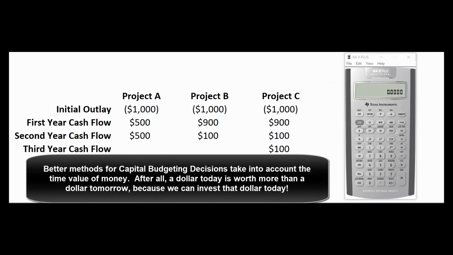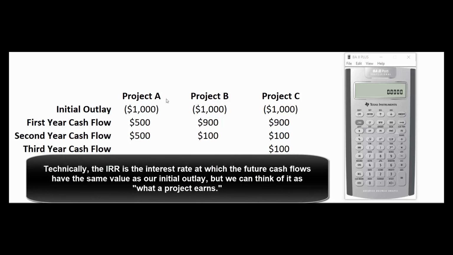A better way to evaluate potential capital expenditure projects is to use one of the methods that takes into account the time value of money. In other words, we'd rather have $1 today than $1 tomorrow, because if we have that dollar today, we can invest it and have that much more money tomorrow. So let's find the internal rate of return for these projects. In other words, what do these projects earn? Well, we just get our money back here, so we're earning 0. We're just getting our money back here, so we're earning 0.